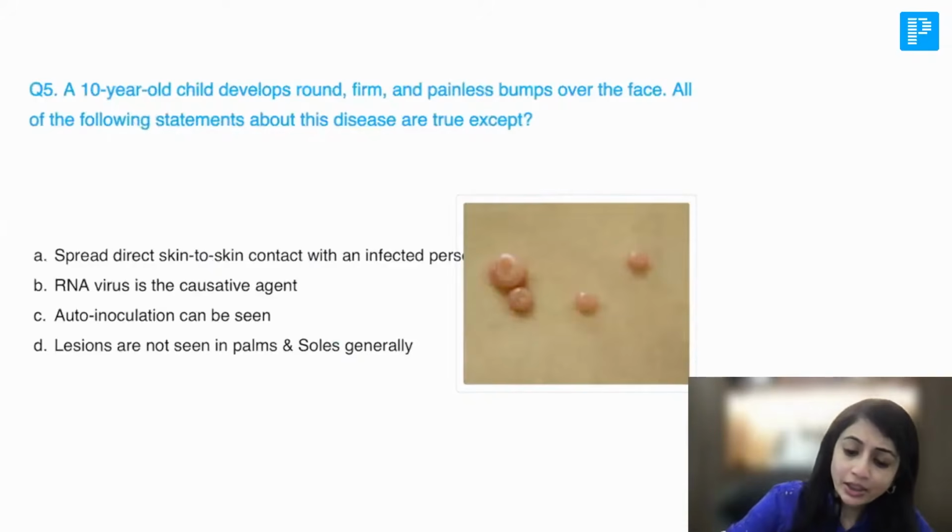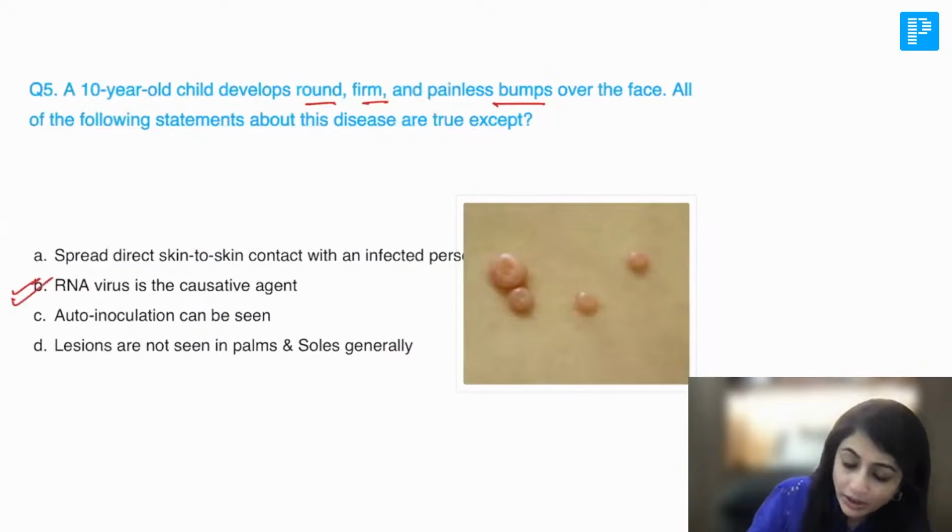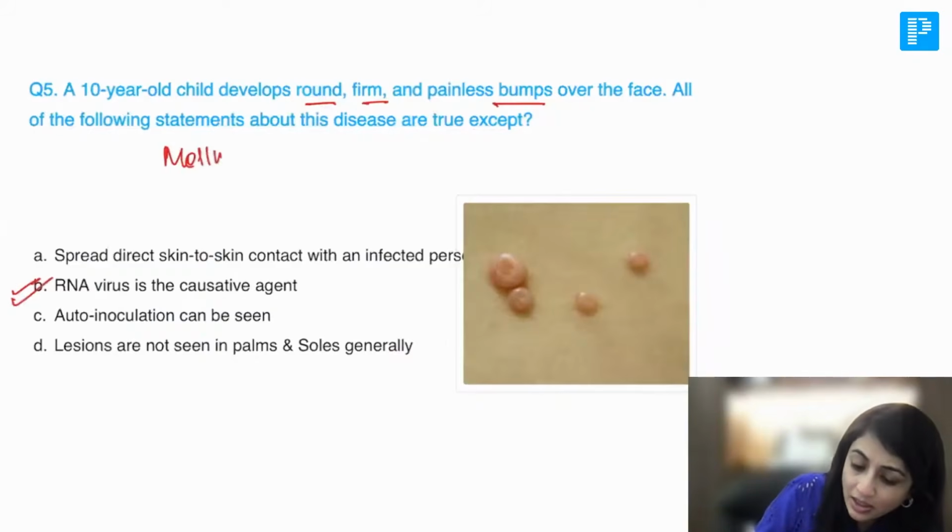A 10-year-old child develops round, firm, painless bumps on the face. All are true about this disease except. So what's the answer here? What is this disease and what is the answer? So yes, what should be the correct answer? Here the answer is option B, because yes, this is a case of molluscum contagiosum.